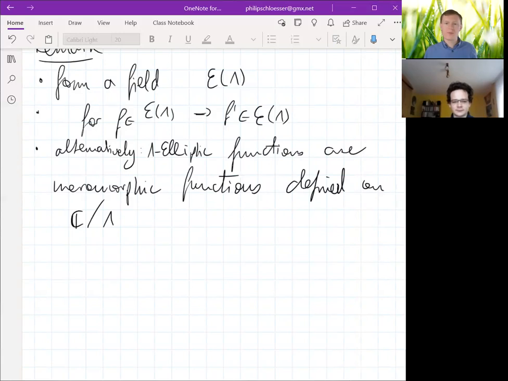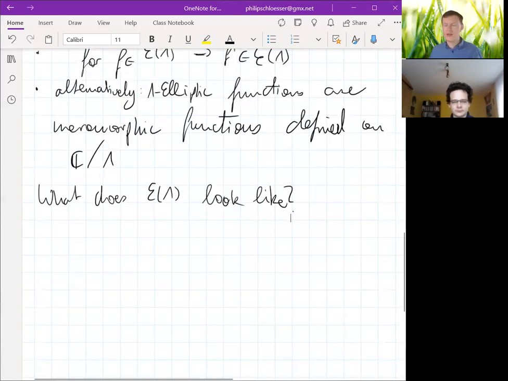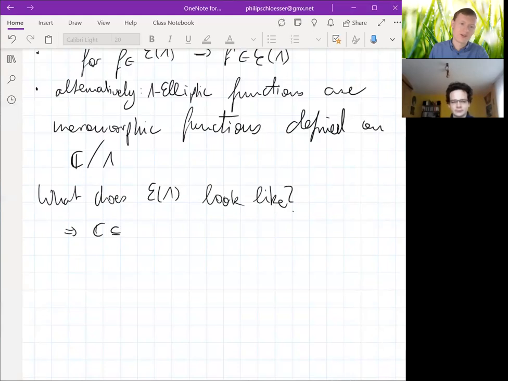Yeah, so I guess our goal is to find out what the field E lambda looks like. And one of the first things to note is that, well, I've already mentioned that constant functions are also elliptic. So we have that C is a subset of E lambda, or I guess alternatively that E lambda over C is a field extension.